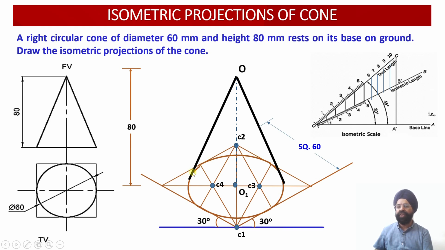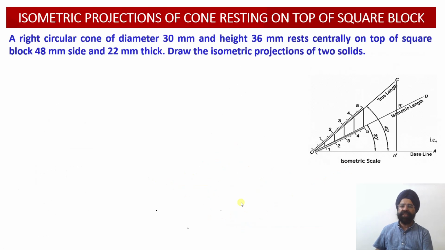So this is the portion of the basic circular portion of the cone which is not visible to the observer. So now I can darken this portion. So this completes the construction of the cone in the isometric projections, right? So this is the procedure for working out the isometric projections of the cone.